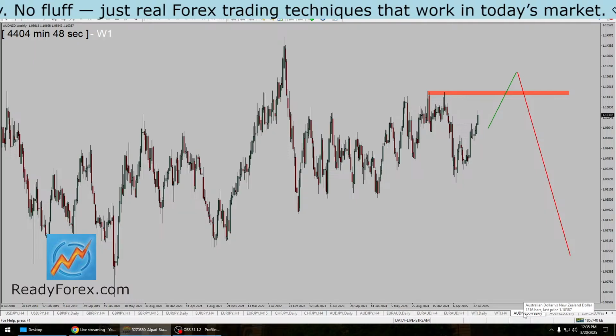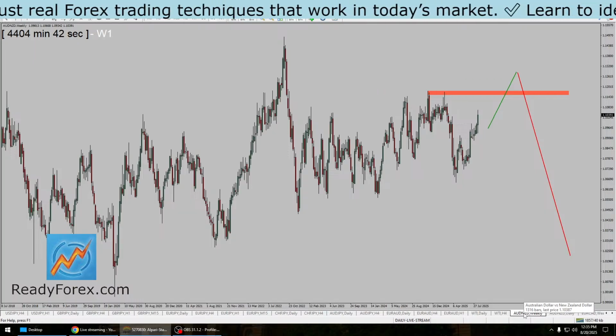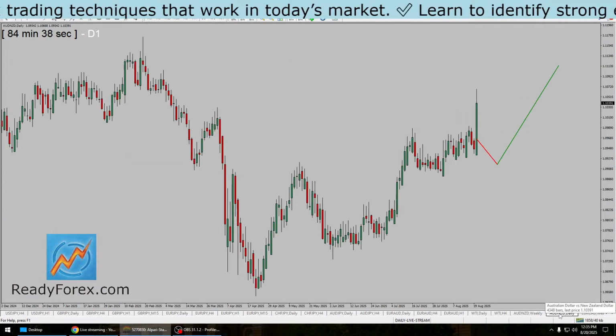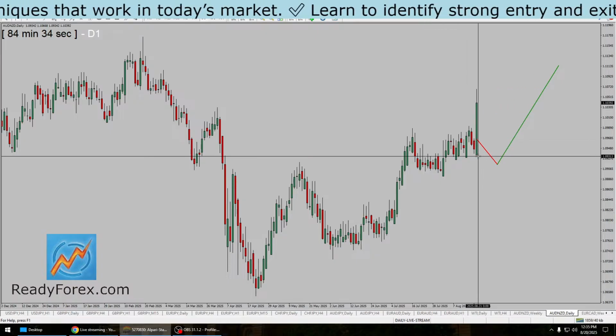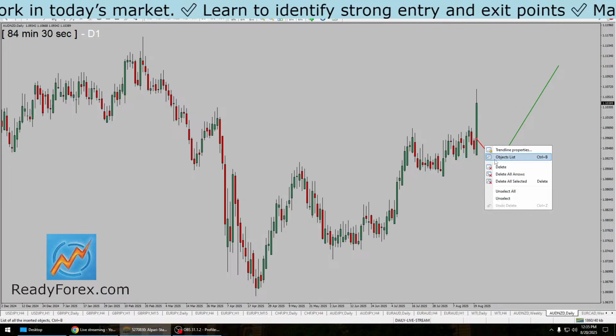Okay, AUD NZD weekly, I expect more upside in AUD NZD currency pairs, going to rise up more. Same goes in the daily. I was looking for a short-term bearish pullback, we didn't get it, and market rose up. So the support is down over here.